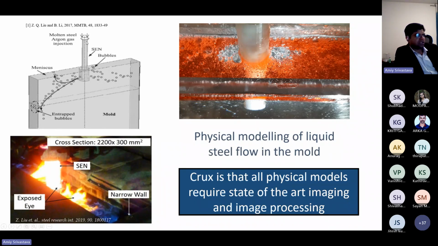Those inclusions can stick to the inner surface of the SEN, the submerged entry nozzle, and that is called clogging, SEN clogging. We call it the phenomenon of SEN clogging. Once that happens, the flow can be changed, and if the flow changes, the structure of the liquid steel flow will also change, and we are producing bad coils all the time.